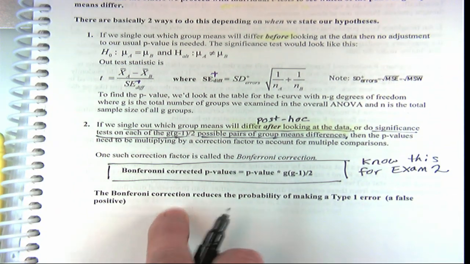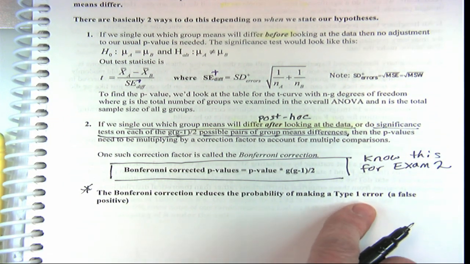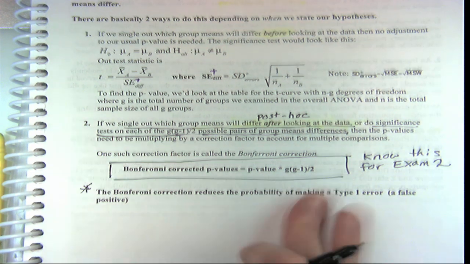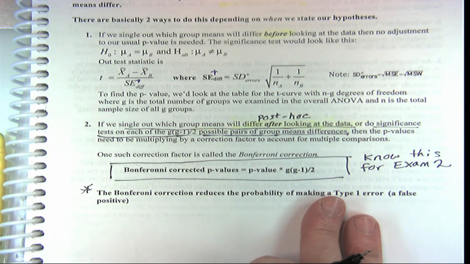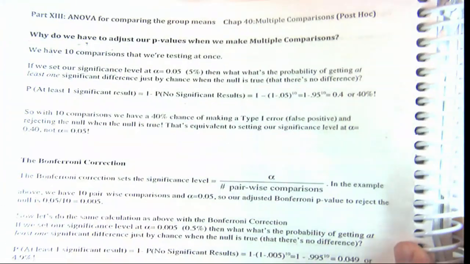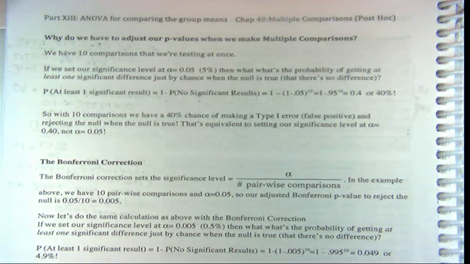And what does it do? It reduces the probability of making a type 1 error, of claiming it's 5% significance when it's really 40% of the time you're going to see a difference that big if you look through all 10 comparisons. Okay? So that's the idea. Now, let's see what else. Any questions so far? You're not going to be asked to do these calculations, but you do need to know this.